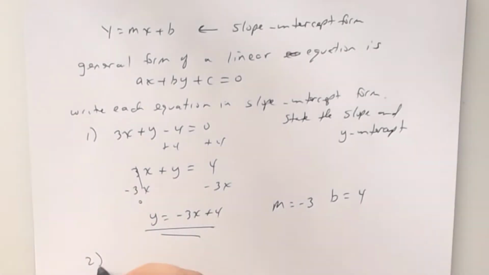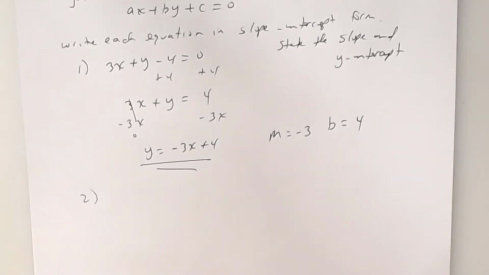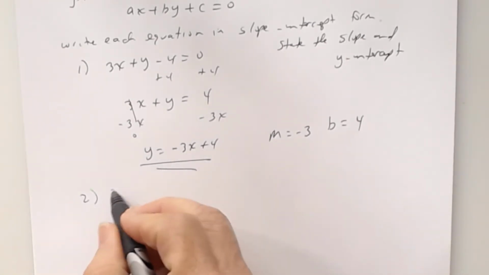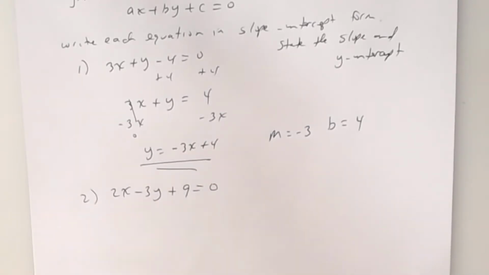Okay, number 2, suppose we had this one. 2x minus 3y plus 9 equals 0. Now that one's going to be a little bit more challenging, and depending on your process, you just need to be a little bit careful. All right, so I got to get y by itself. So that's slope-intercept form. Y equals mx plus b.